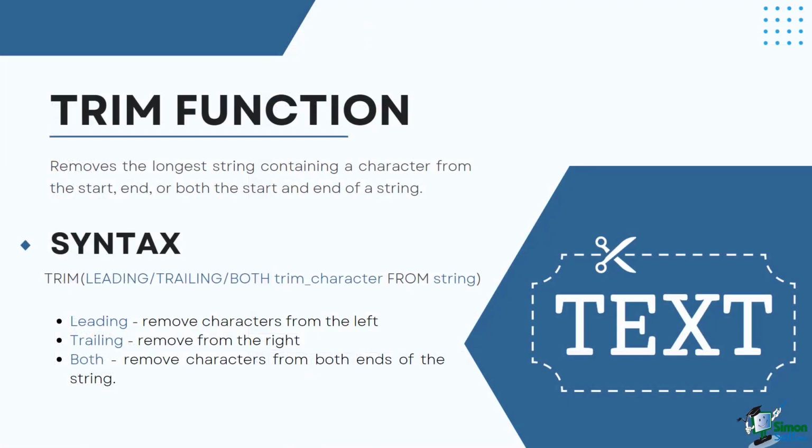Another way of trimming characters in PostgreSQL is the TRIM function. With the TRIM function, you can remove the longest string containing a character from the start, end, or both the start and end of a string. This means that you can apply LTRIM, RTRIM, or both using this function, but its syntax is just a bit longer, which is composed of TRIM(LEADING / TRAILING / BOTH trim_character FROM string).